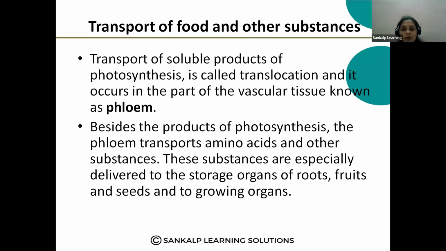So this phloem helps for the transportation of this food material to the different parts of the plant body. Some growing parts also need the food materials. They need the energy: growing tips, and some fruits, seeds and roots store the food. So that should be transported from the leaves of the plants, because leaves are able to produce the food material. That is done by the specialized tissue that is called the phloem.